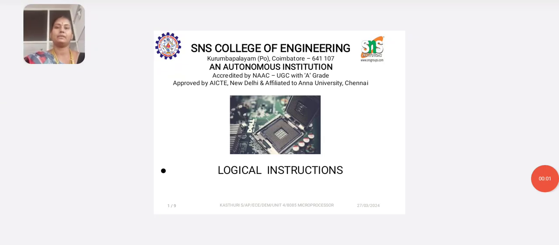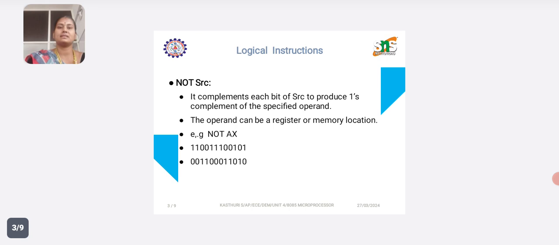Hi everyone. Next is the logical instruction set group. So we are going to see, one by one, the instructions present in the logical group. The first instruction available in the logical group is NOT. So NOT of source. Here we have a single operand.